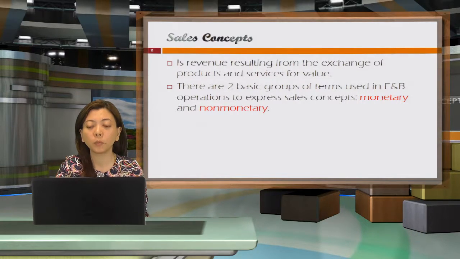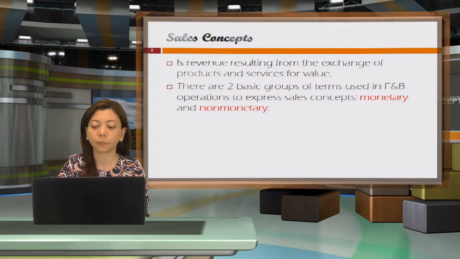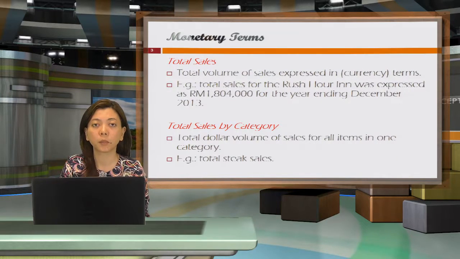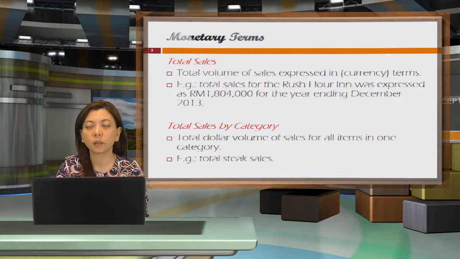So there are two basic groups used in F&B operation. They are expressed in the concept of whether it's monetary or non-monetary. We look into monetary terms first. So if you talk about total sales, it's actually the total volume of sales expressed in currency terms. So total sales, for example, for the rush hour was expressed as RM 1,804 for the year ending December 2013. So that is the total sales, the total performance of that food service establishment.